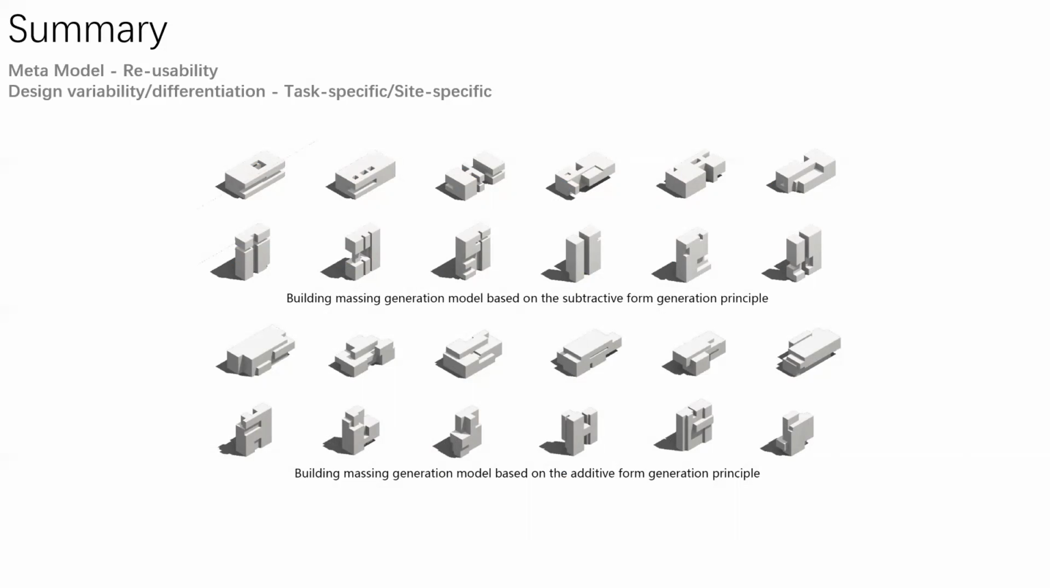And the second advantage is that these two algorithms can generate building massing designs with very high design variability and differentiation, which can help the optimization process to identify more site-specific and task-specific solutions in different design conditions and optimization objectives.